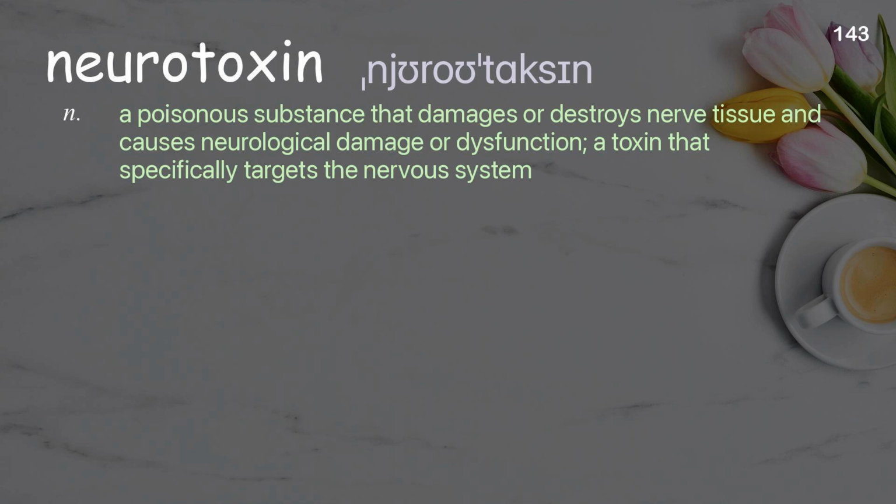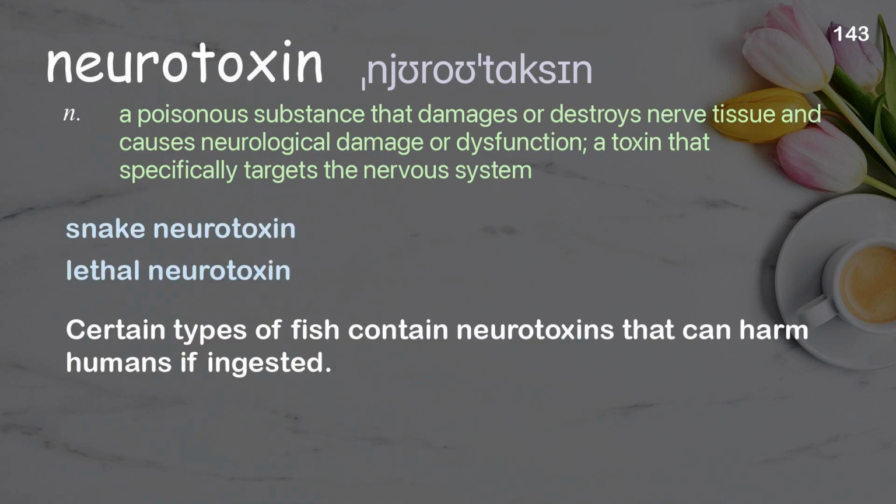Neurotoxin. A poisonous substance that damages or destroys nerve tissue and causes neurological damage or dysfunction; a toxin that specifically targets the nervous system. Examples: Snake neurotoxin. Lethal neurotoxin. Certain types of fish contain neurotoxins that can harm humans if ingested.